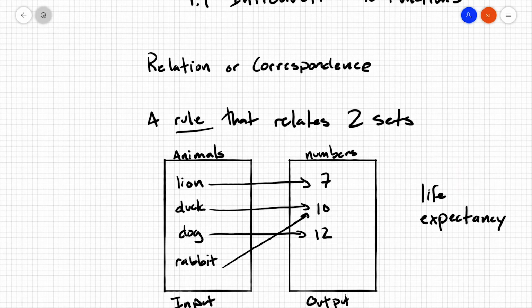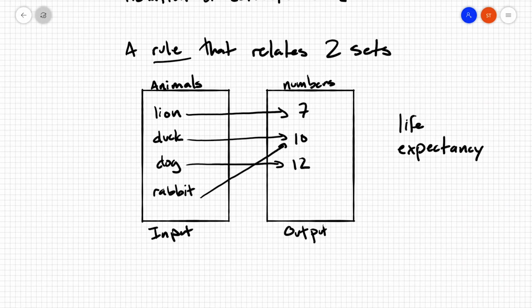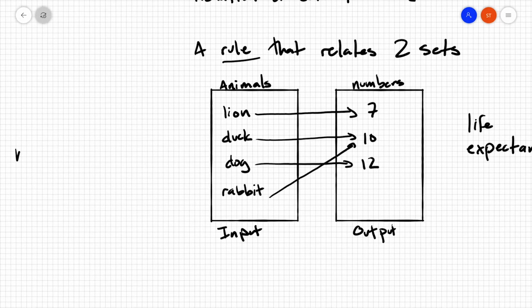One of the ways that I like to think about this, that's going to come back in the future when we're learning about inverse functions, is I like the idea that a function does not have any ambiguity. There is no ambiguity. If I were to ask you what the life expectancy of a lion is, you look at the chart, you follow the arrow, you figure out what the life expectancy is. And even though duck and rabbit point at the same thing, there's still not any ambiguity. If I say what's the life expectancy of a rabbit, you look at the chart, you follow the arrow, the life expectancy is 10. That ambiguity is going to show up when it's not a function.